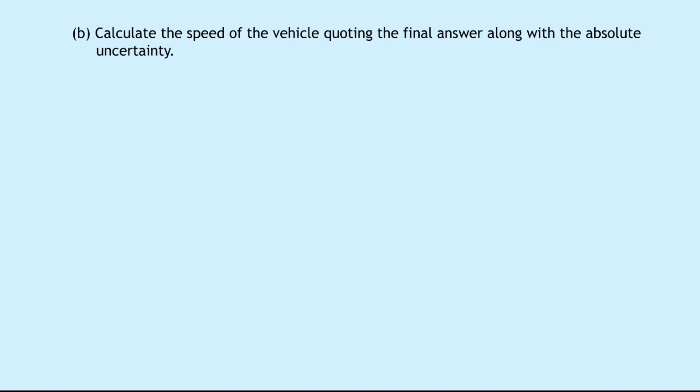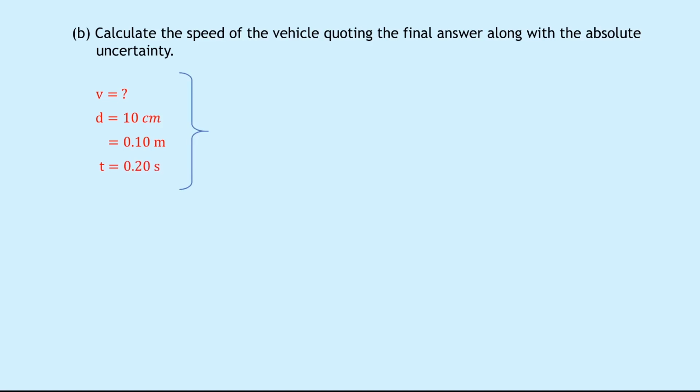Part B says calculate the speed of the vehicle, quoting the final answer along with the absolute uncertainty. So we're going to have to do combination uncertainties here. So writing down what we know on the left hand side, V is equal to a question mark, D equals 10 centimetres, which if we convert into metres is 0.10 metres, and time is 0.20 seconds.